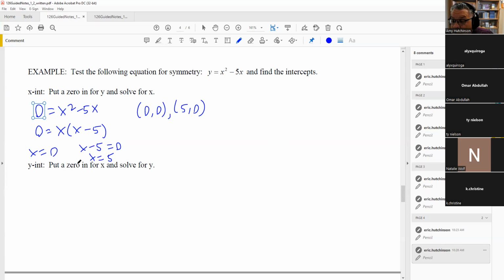Let's also put a 0 in for x and do this down here. x squared, 0 squared minus 5 times 0. I get 0 here, so I get (0, 0) for that one. That would be considered the y-intercept. Notice that (0, 0) could be considered both an x-intercept and a y-intercept, so it goes to the origin.